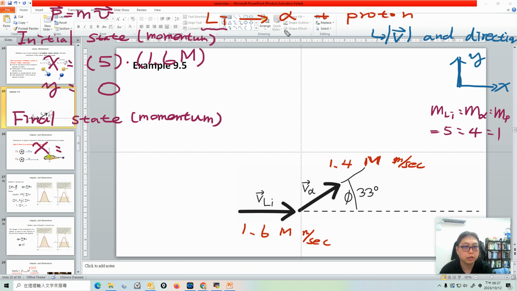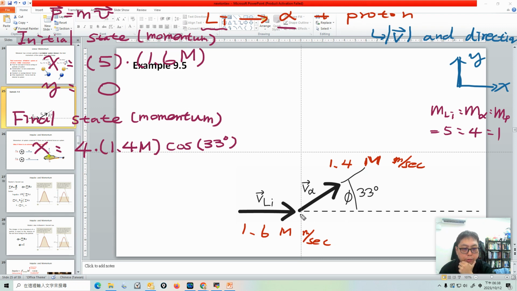In the final state, what's the x direction? We only have two particles, the alpha particle and the proton, and there is no Li particle anymore, because after some certain interaction it becomes two particles. The alpha has an x component of velocity, so it has an x component of momentum. Let's assume the mass of alpha is 4, times its velocity 1.4 million. We want its x component, so you need to multiply by cosine 33 degrees.